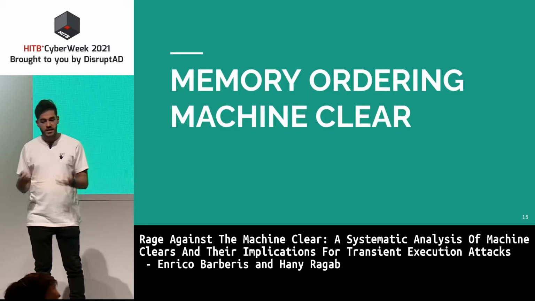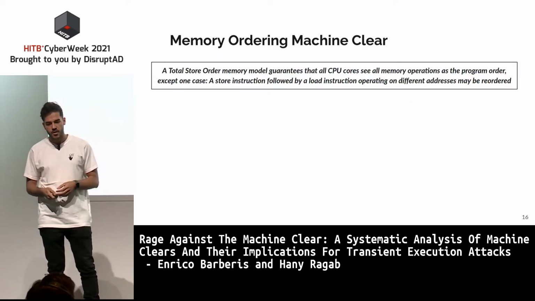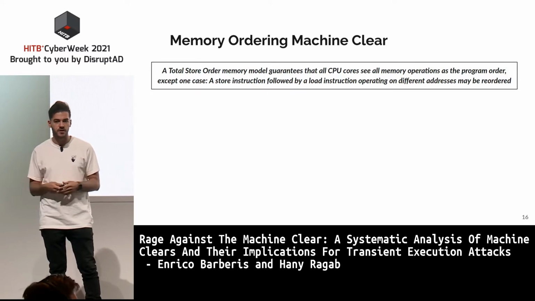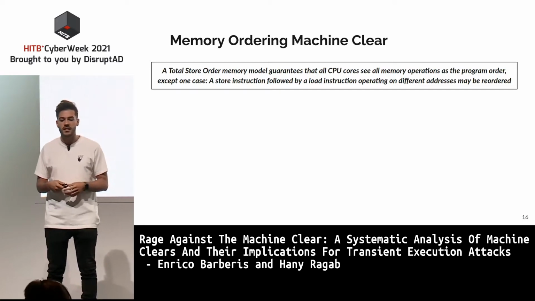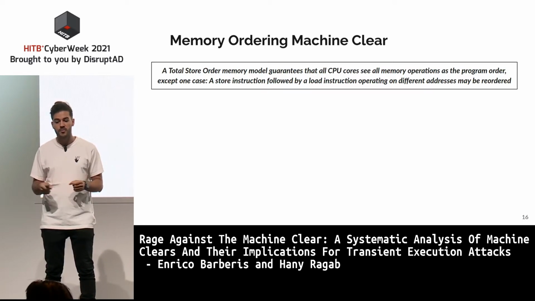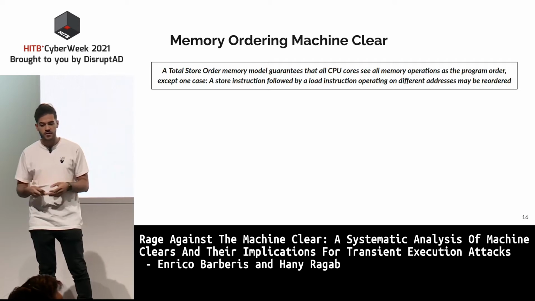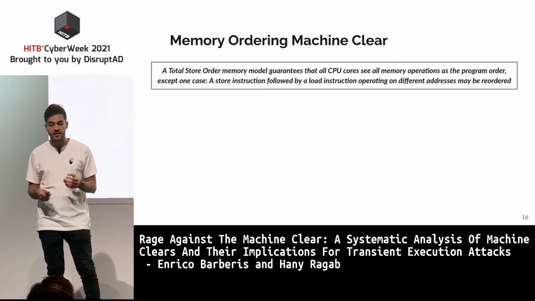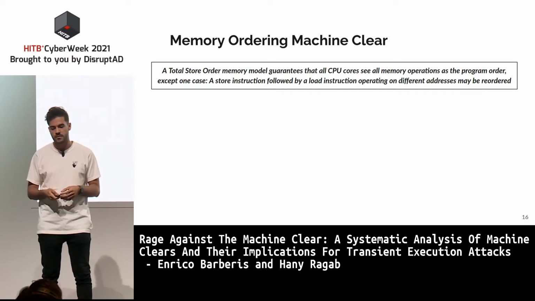The second type of machine clear that we're looking at today is called memory ordering machine clear, which is based on a total store order memory model, which is the one adopted and implemented by Intel in their CPUs. It is a memory model that guarantees that all CPU cores see all memory operations in program order, except one case, where a store instruction is followed by a load instruction operating on different addresses. These two may be reordered, violating the program order.